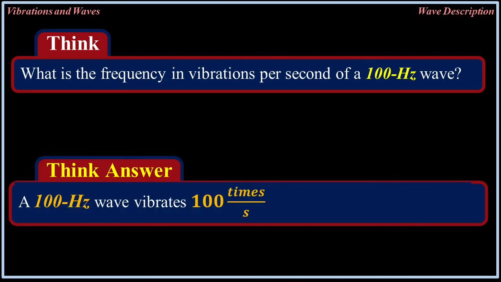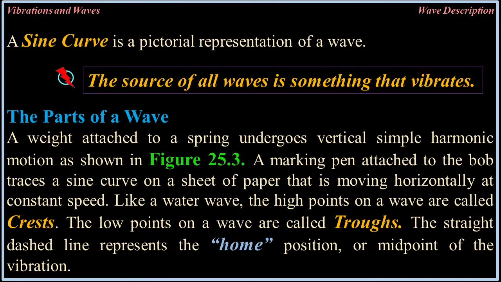A 100 hertz wave vibrates 100 times per second. A sine curve is a pictorial representation of a wave. A source of all waves is something that vibrates.